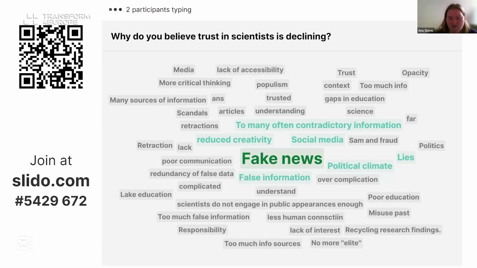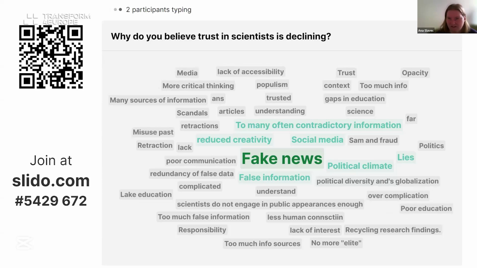As some of you mentioned, there is also this problem of scandals and retractions in science. There are some examples of fraud in science that are decreasing trust. And also too many times, often contradictory information and false information. So in the end, it's difficult to decide what to trust and what not to trust. Thank you for your responses.